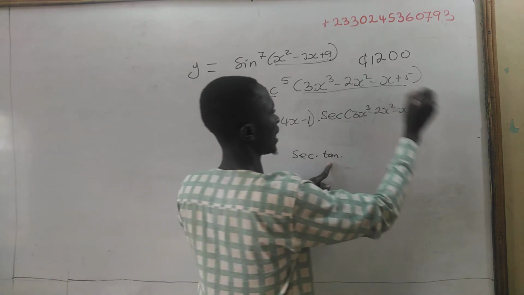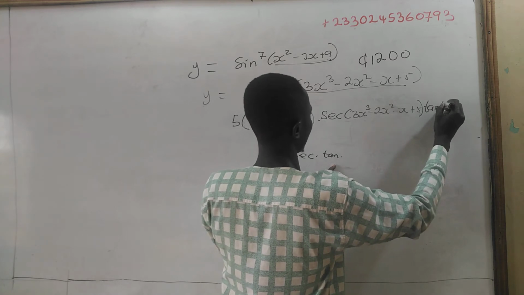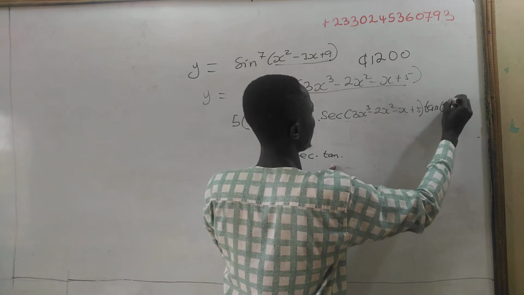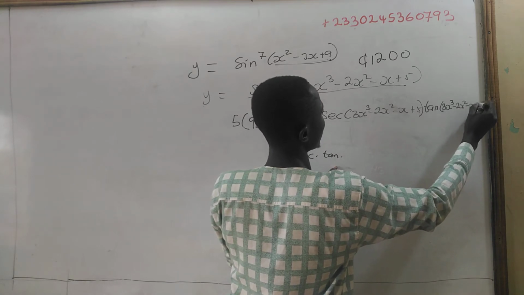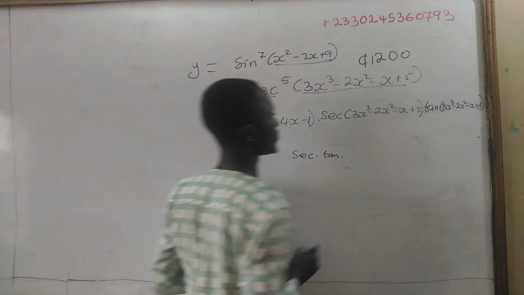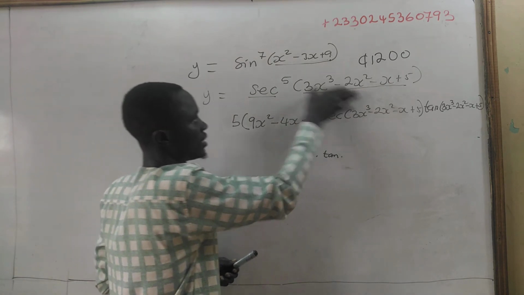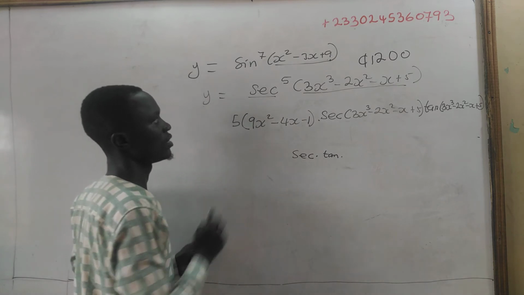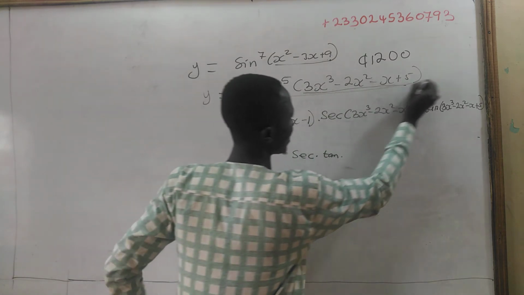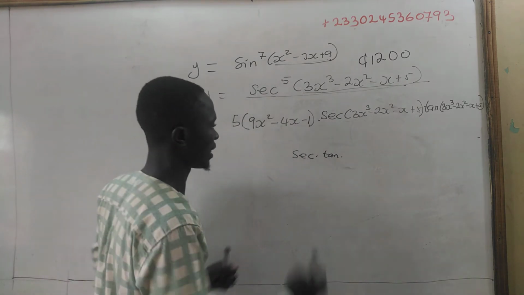So we write secant of the angle 3x cubed minus 2x squared minus x plus 5. Then tangent of the angle times tangent of 3x cubed minus 2x squared minus x plus 5. So I differentiate the inner function, I differentiate the secant too. Now what is left? We are going to write the original function and subtract 1 from the power. So let's write that one here.